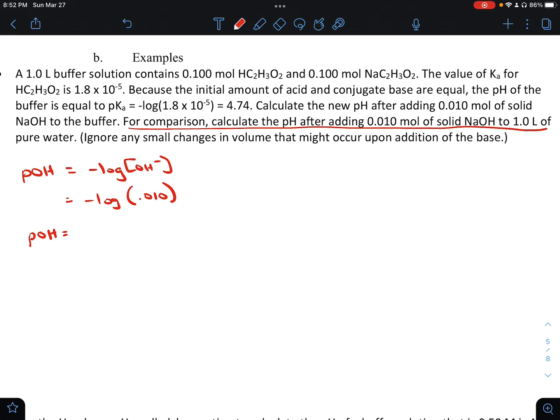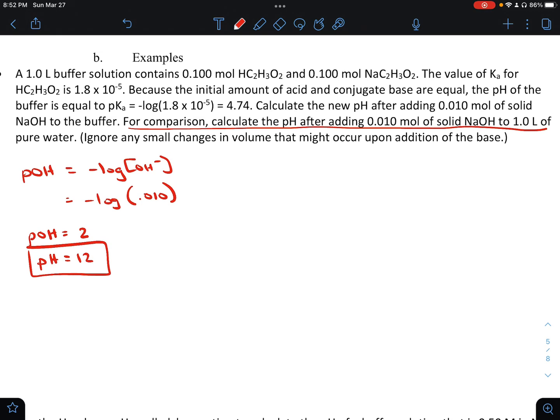And we probably should have done that one in our head, right? pOH is 2, pH is 12. That feels pretty aggressive. We would not want to put that on our skin or anything like that. So let's see what a buffer can do for us and take it from there.